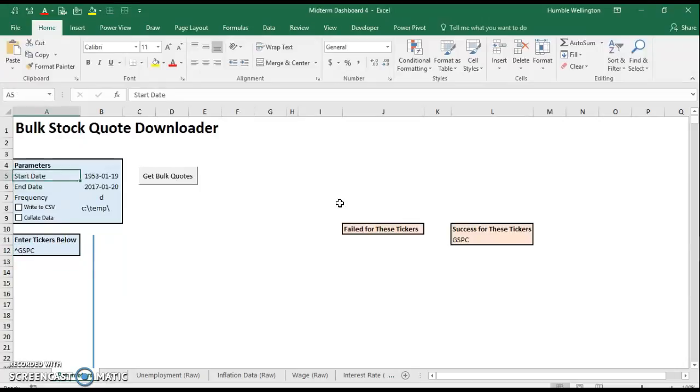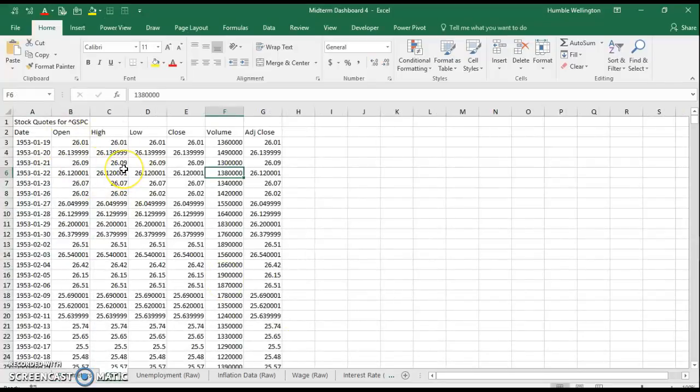This stock quote downloader is pretty good. You simply enter your start date, your end date, the frequency that you want to be looking at, so daily prices, weekly prices, monthly prices, and then the ticker for the stock you want. That ticker there is the one for the S&P 500 index, and you go ahead and hit get bulk quotes. And there's two indicators here that pretty much tell you if the pull was successful or not. And this is the output for that pull.